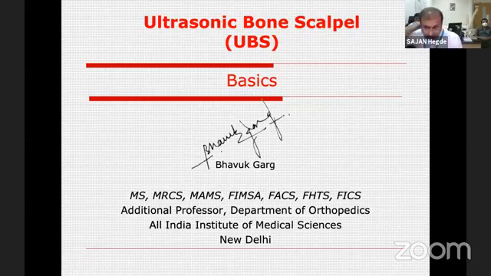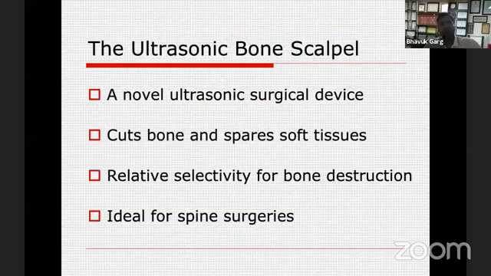Yeah. So I will be covering the basics of UBS. We know it's a novel ultrasonic surgical device, and we all know that it cuts bones and spares the soft tissues, which are very important when we talk about spine surgery, like dura and the neurovascular structures. It also has a relative selectivity for bone destruction, and why is it so? We will discuss as we go along. And recently, this tool has been promoted as ideal for spine surgeries, and why is it so?